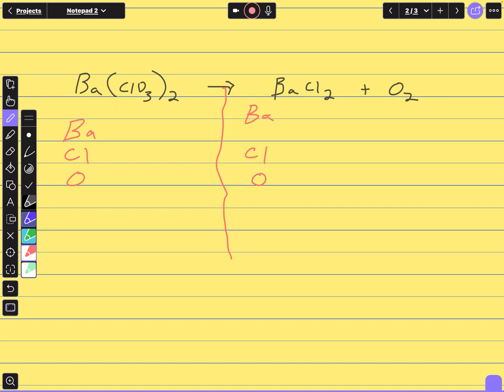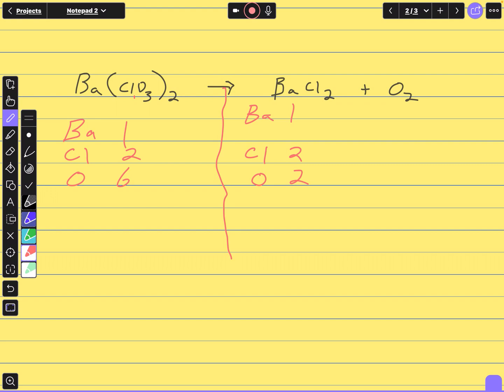Alright, so bariums, I have just one. Chlorines, I have one on the inside, but I got two on the outside, and two on the outside goes with everything on the inside. So that'd be 1 times 2, give me 2 chlorines. Oxygens would be 3 times 2, that's 6. On the right side I got 1 barium, 2 chlorines, 2 oxygens.